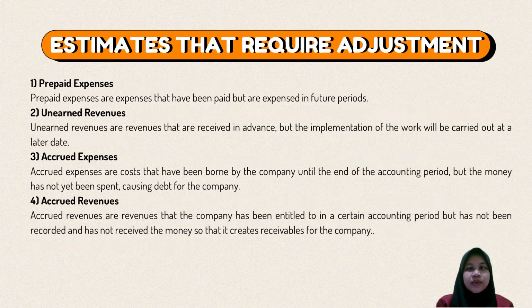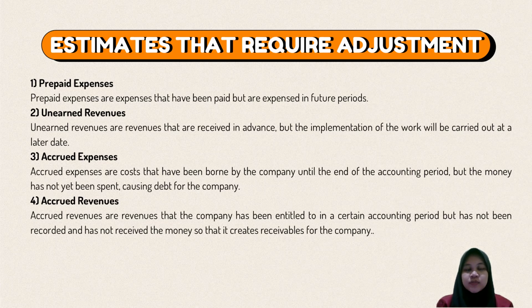Next, the types of adjustment. Number one, prepaid expense. Prepaid expenses are expenses that have been paid but are expensed in a future period. Number two, unearned revenue. Unearned revenues are revenues that are received in advance but the implementation of the work will be carried out at a later date.